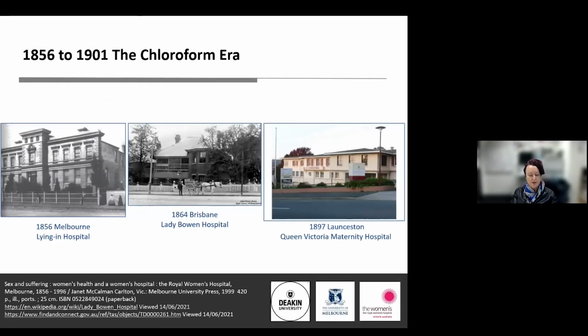After the first hospital for women was established in Melbourne, many colonies around Australia followed with building lying-in hospitals, like the ones here you see built in Brisbane and in Launceston. Here are the photos of the lying-in hospital in Melbourne from 1856, the Brisbane Lady Bowen Hospital in 1864, and in 1897, the Launceston Hospital.